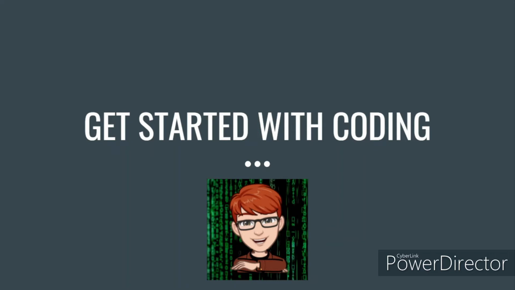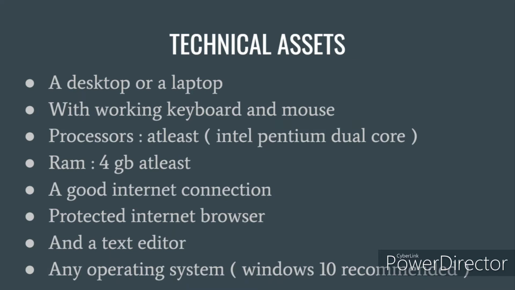Okay, let's get started. First of all, for learning coding and getting your first step, you should have a desktop or a laptop. A desktop or a laptop is the most important thing while you're learning computer science or any other stuff. Nowadays the digital world is already here. So the point is you should have a desktop or laptop. Next is a working keyboard and mouse. Of course you should have a keyboard and mouse. Make sure that they are not corrupted.